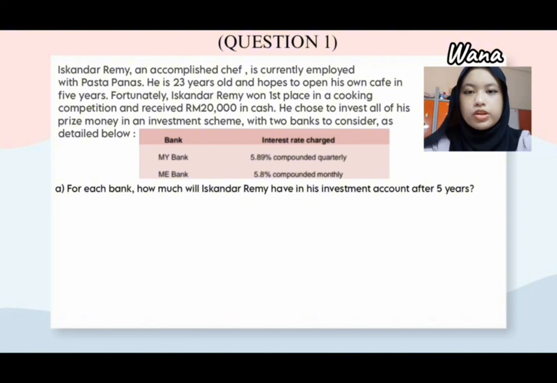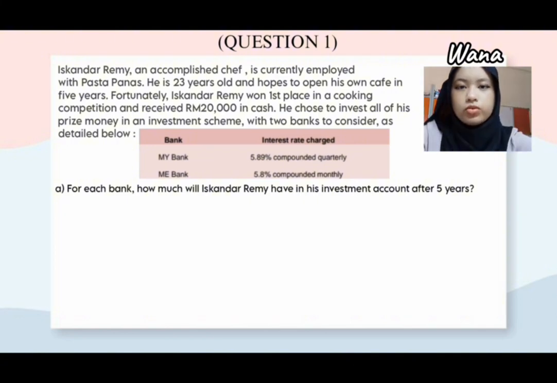He chose to invest all of his prize money in an investment scheme with 2 banks to consider, as detailed below. MY Bank has an interest charge of 5.89% compounded quarterly, while ME Bank has an interest charge of 5.8% compounded monthly. So for this case study, we will use the compound interest formula, which is S equals P(1 + i)^n.